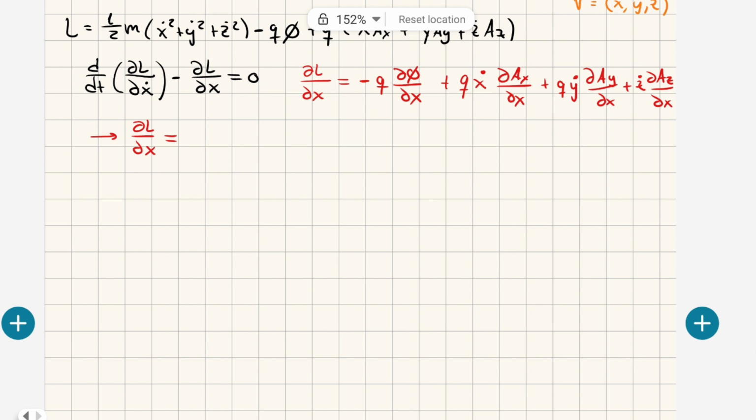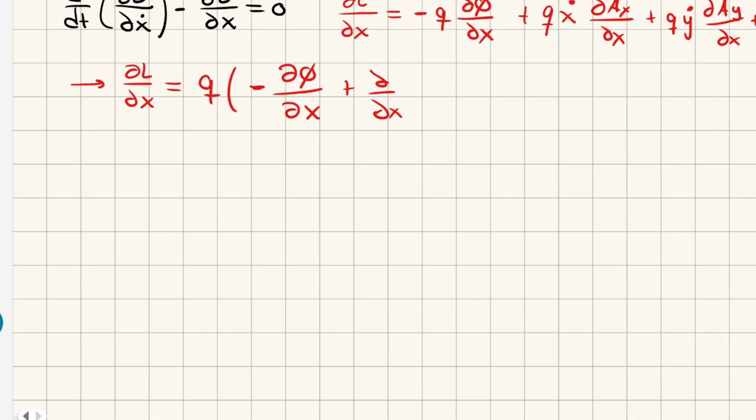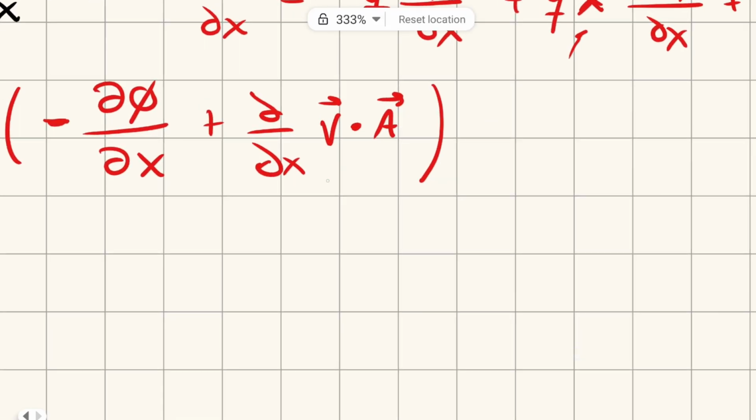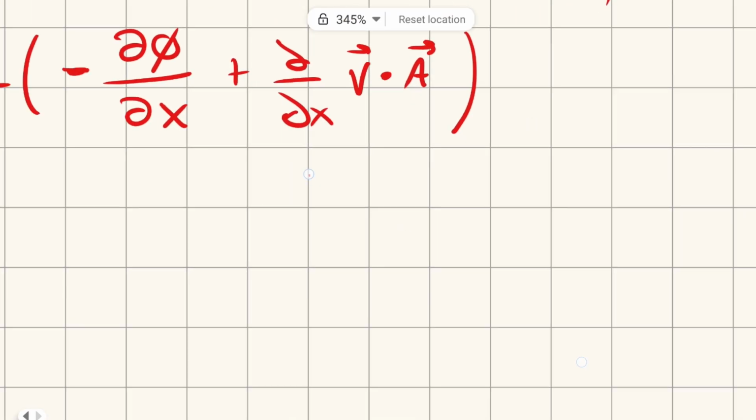Well, we can see that this will be q times minus the partial of phi with respect to x plus the partial with respect to x of v dot A. Looking at here, we have the dot product between v and A, right? Because we have the x component of the velocity times the derivative of the x component of A. Notice that here I'm taking the derivative of the product, but it is the same as v dot the derivative of A, because v is a constant, looking that it doesn't depend on x.